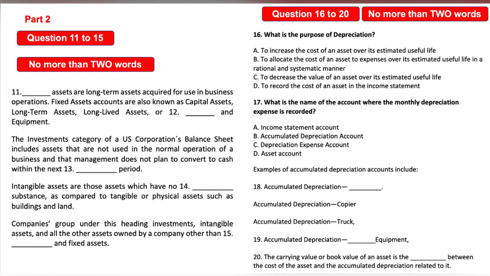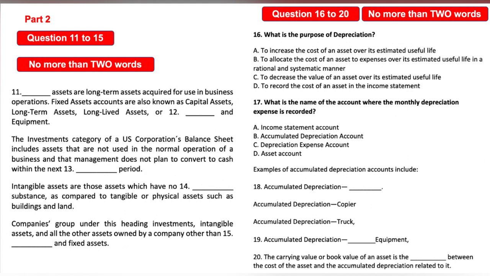Listen to the next topic and answer questions 16 to 20. Depreciation is the periodic allocation of the cost of an asset to expenses over its estimated useful life, made in a rational and systematic manner. The amount of depreciation expensed for each month is called depreciation expense and is recorded into the depreciation expense account. Depreciation expense is also recorded on each long-term asset into a separate accumulated depreciation account.